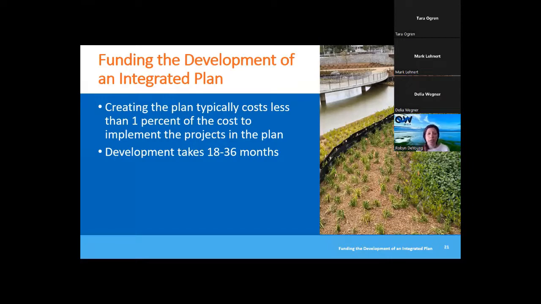And 18 to 36 months. So when you're budgeting your timing, make sure that you give yourself enough time to be able to get the plan in place. So if you have a permit coming up in the next 3 to 4 years, this is a perfect time to start thinking about integrated planning. Okay, next slide.